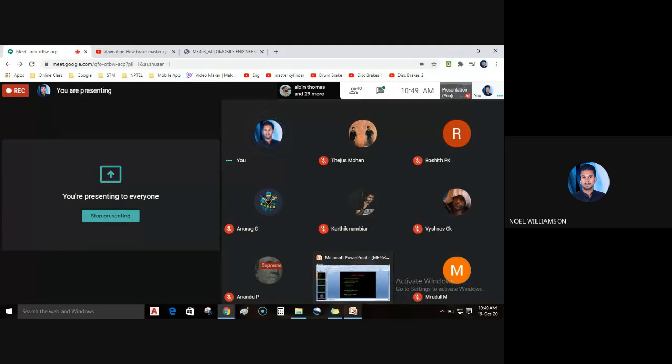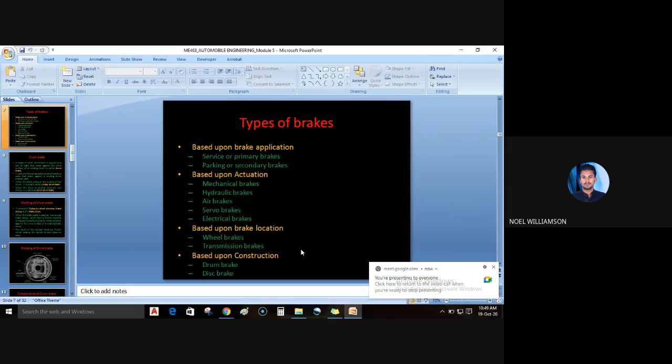Okay, that was the working of a master cylinder.